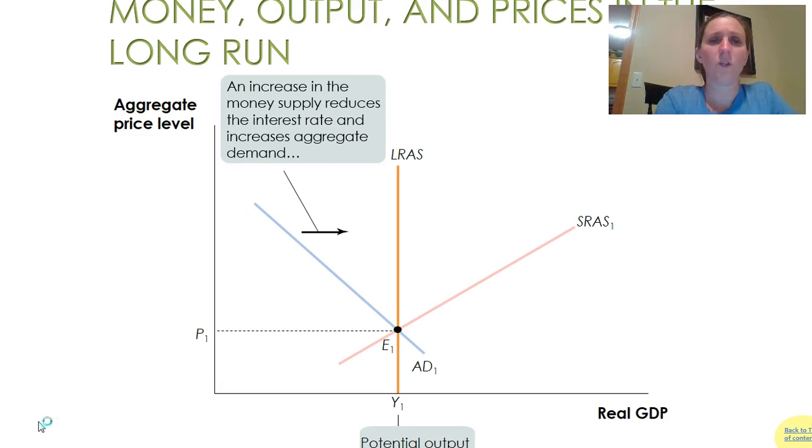So we first increase the money supply. We do some expansionary monetary policy, and we all know how to get from one graph to another. If we increase the money supply, that reduces the interest rate. The reduced interest rate leads to increased investment spending, higher incomes, consumers spend more, and therefore aggregate demand is going to increase.